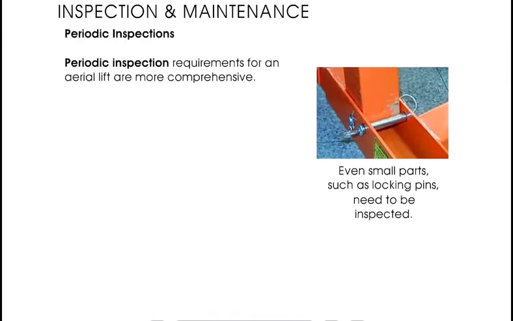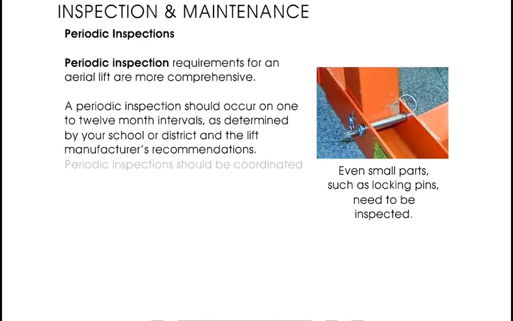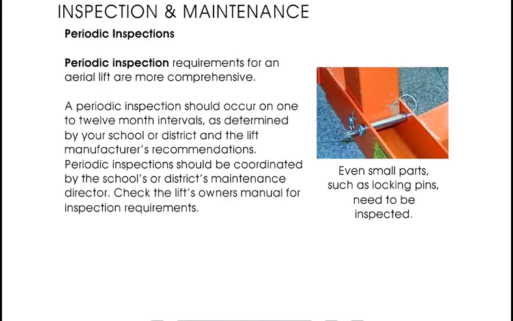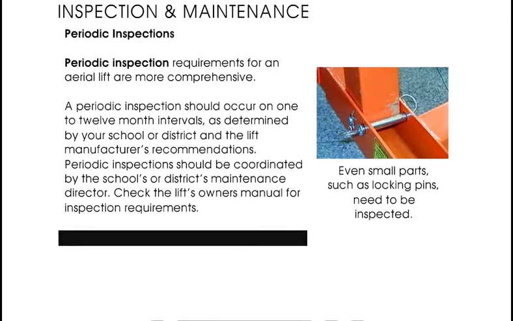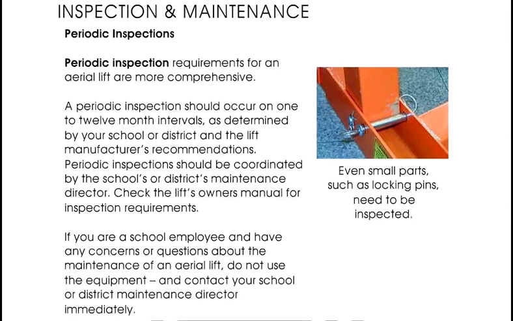Periodic inspection requirements for an aerial lift are more comprehensive. A periodic inspection should occur on 1 to 12-month intervals as determined by your school or district and the lift manufacturer's recommendations. Periodic inspection should be coordinated by the school's or district's maintenance director. Check the lift's owner's manual for inspection requirements. If you are a school employee and have any concerns or questions about the maintenance of an aerial lift, do not use the equipment and contact your school or district maintenance director immediately.